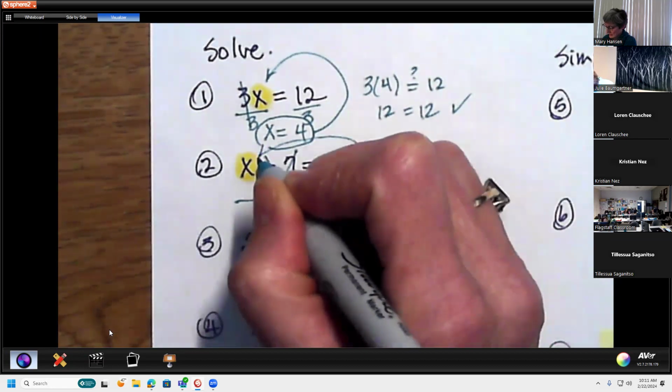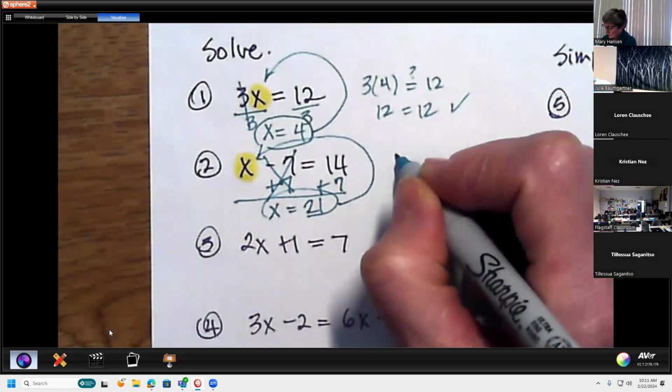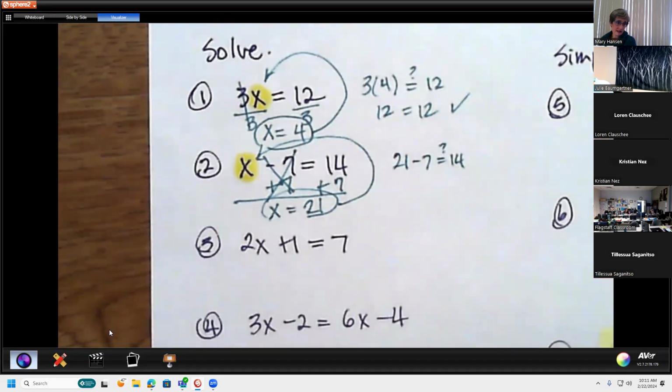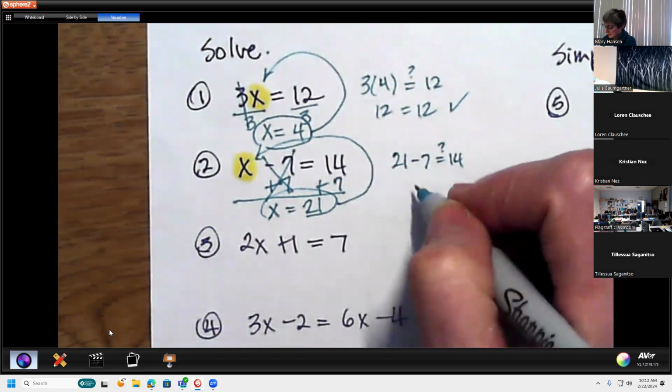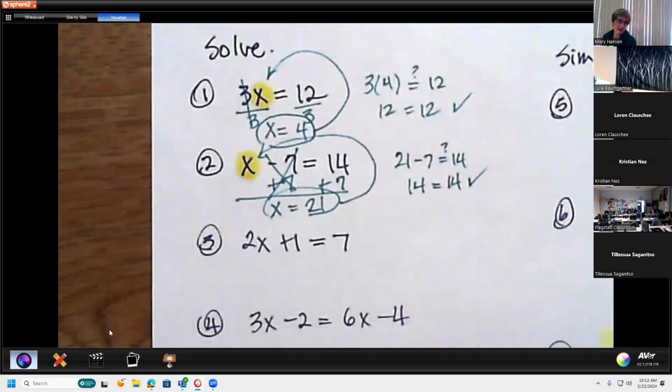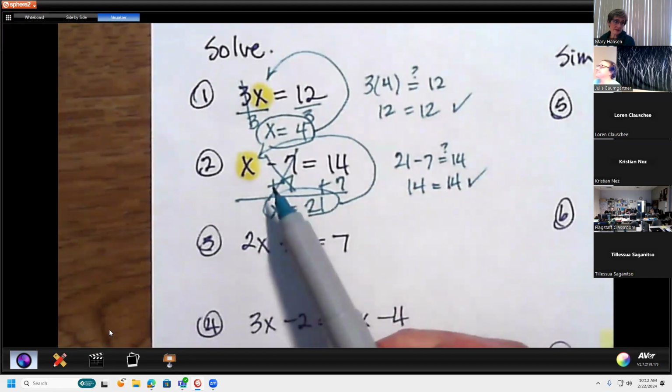So I can put that back up here. So 21 minus 7, is that 14? Use your calculator or you do it in your head. That is 14. And so our answer checks out. So that's another one-step equation.